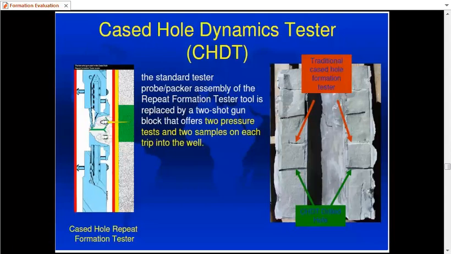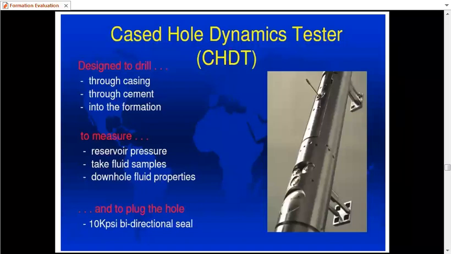Sometimes the cased hole dynamic tester is designed to drill. These are the steps: it is designed to drill through casing using this puncture tool or penetrating tool, and also through cement, and to penetrate the injector into the formation. This is the operation performed to measure the reservoir pressure, take fluid samples, and measure the downhole fluid properties.